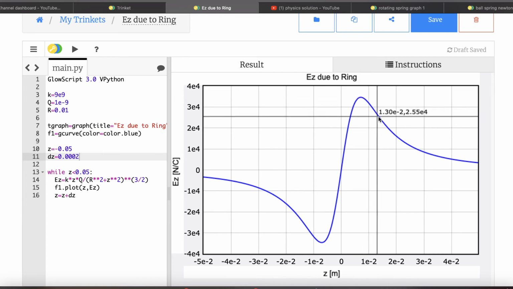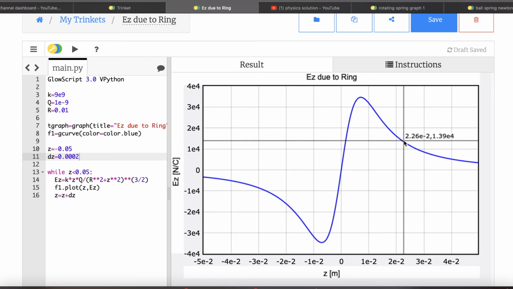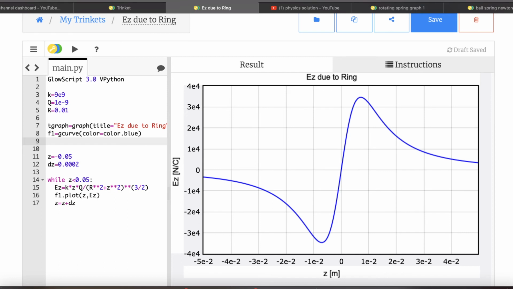We could plot in here the electric field due to a point charge of the same value. Let's do that just for fun. So let's say f2 equals g curve. Now I'm going to have to do something here. Color equals color dot red. I guess I could give this a label. Nah, I can tell you the label. Now I can't go from z equals 0 because the electric field due to a point charge at the origin would be infinite.